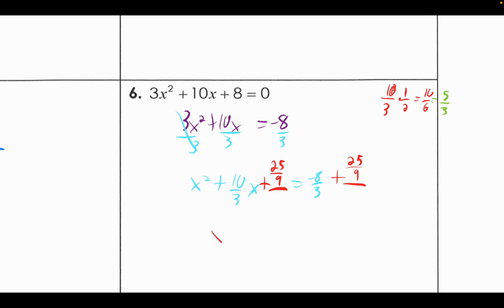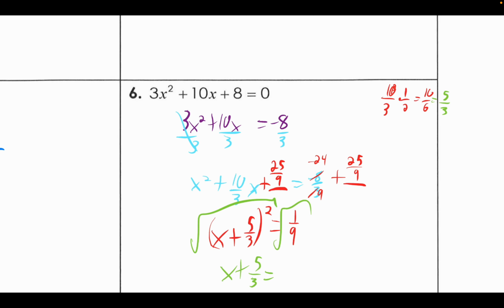Now we can factor this left-hand side into x plus half b, which in this case I put plus because my 10/3 is positive, so half of that is positive. And that was 10 over 6, or 5/3. Quantity squared equals on the right, you have to get common denominators. The common denominator would be 9, so this becomes, as we multiply by 3, negative 24 over 9, and that gives us 1 over 9. Now we square root both sides, and we get x plus 5 over 3 equals positive or negative 1 over 9.